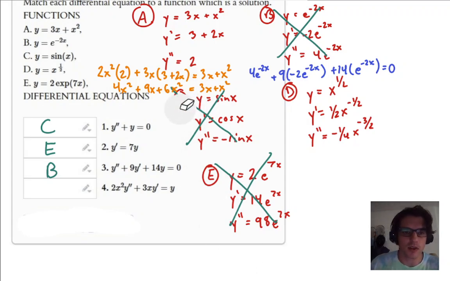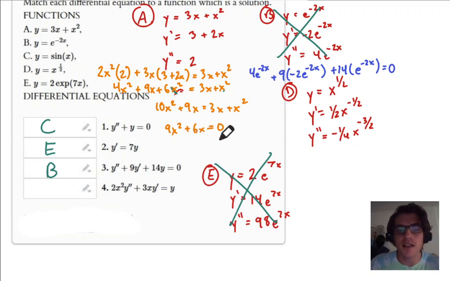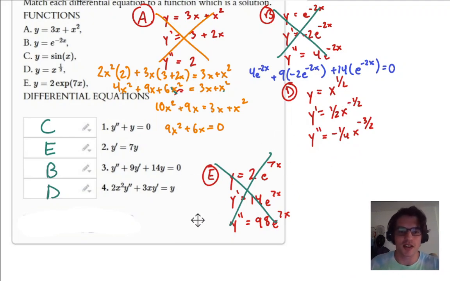I'm going to erase C so we can have a little more space to see that. So this would be 10x squared plus 9x equals 3x plus x squared. These sides need to be exactly the same. And if we keep combining like terms, we have this, which is true for some values of x, but it's not true for all values of x. So we know that this number 4 is not A. So we know that it's D. We don't need to plug it in, but we would just do the same thing. We would just plug in and check.